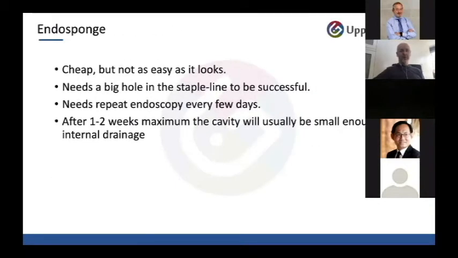I'll describe the endosponge. I think we've probably got time. It's cheap, but it's not as easy as it looks. You need a big hole in the staple line for it to be successful, and you need to repeat the endoscopy every few days, so it's resource intensive.